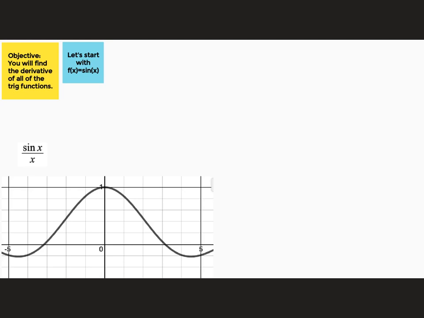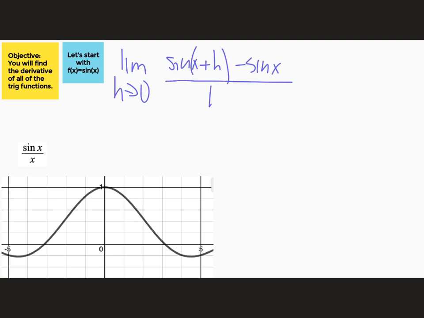Oh, now we're going to do trig stuff. So let's start with sine. Once again, we're going to go back to the limit. Limit as h goes to 0, sine of x plus h minus the sine of x all over h.